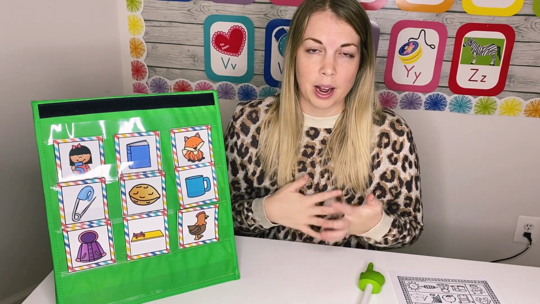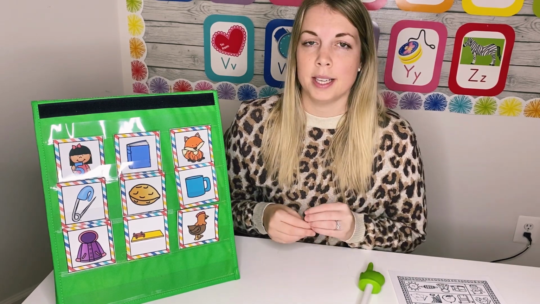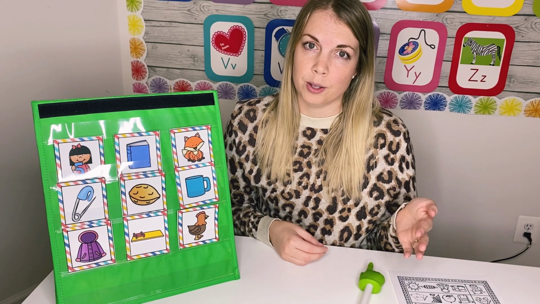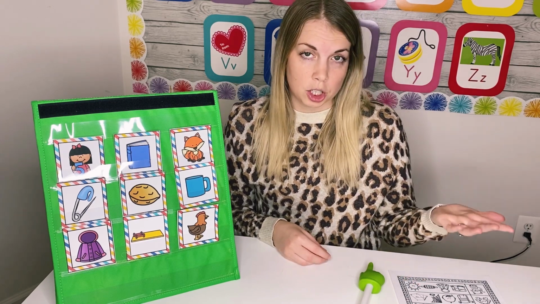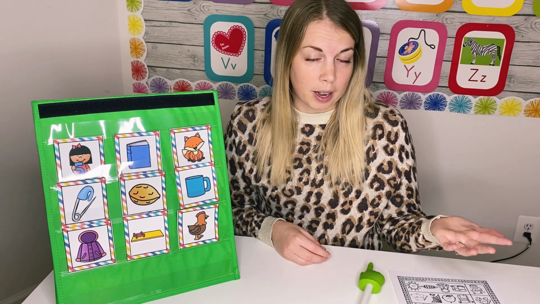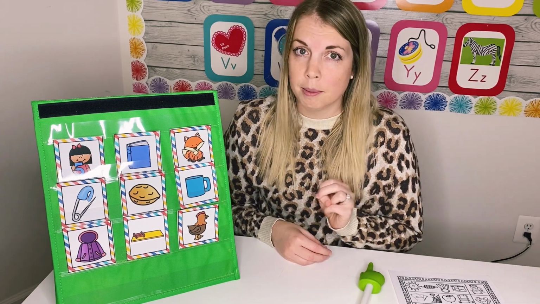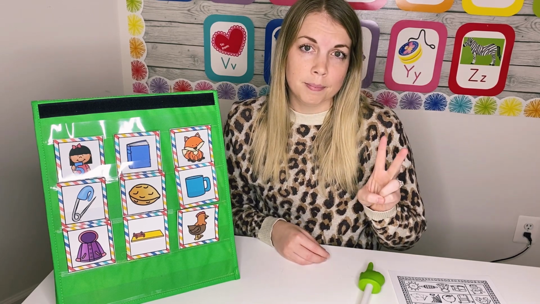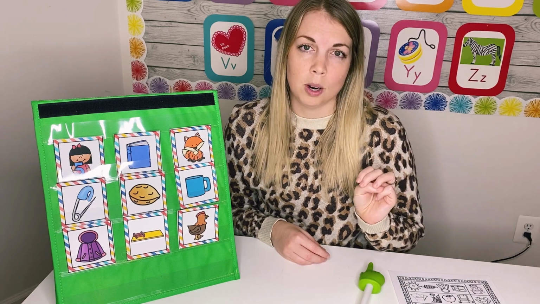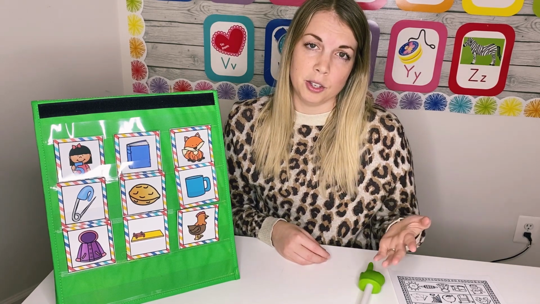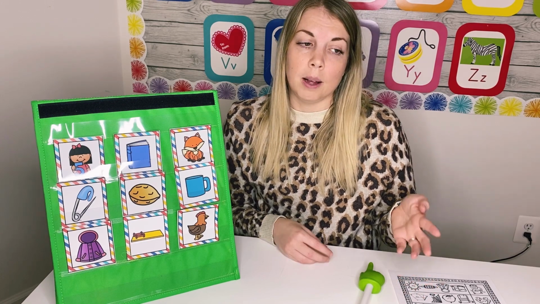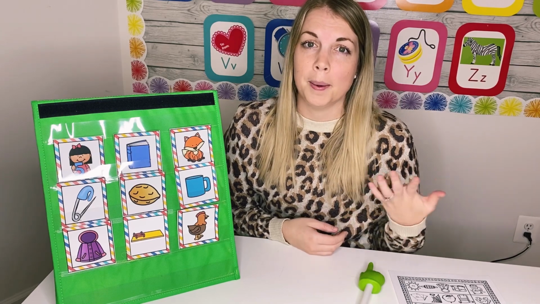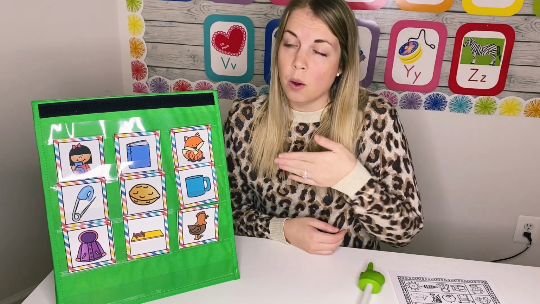So the first thing I like to do at my small group is a quick warm-up. This warm-up should take no more than a minute, and it's just to kind of easily assess where your students are. So what I would do is for each student, I would have them identify which 2 words have the same beginning sound. So I might say the words map, mom, and hen. Which 2 words have the same beginning sound? And the student can repeat the words after me, and then they will tell me that map and mom have the same beginning sound because they both start with the /m/ sound. So I would just do that really quick, and that would be my warm-up.